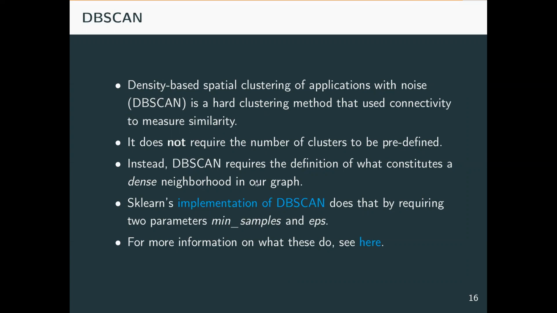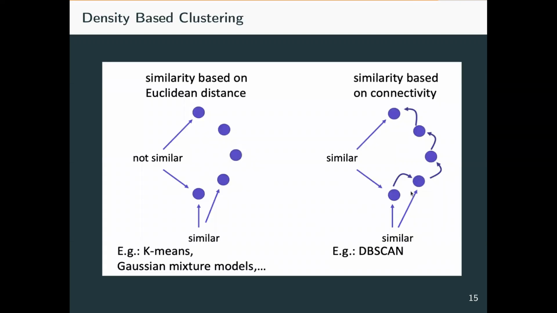Right. So DBSCAN requires a definition of what constitutes a dense neighborhood. As we said here, what really makes it dense is that these similarities are small, like each individual similarity is small, but we still need to define how small they need to be so as to consider the neighborhood dense.